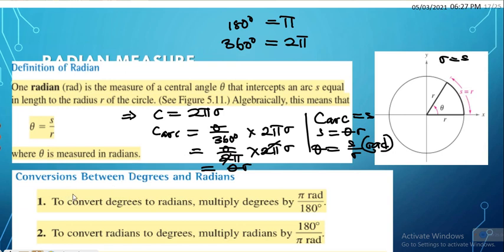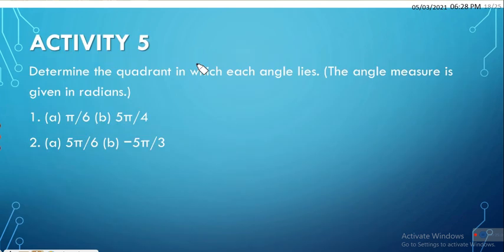What is important to note here is how to convert from degrees to radians and from radians to degrees. To convert degrees to radian, multiply the degree by pi radian over 180 degree. And to convert radians to degree, you multiply the radians by 180 degree over pi radian. So note that pi radians is always equal to 180 degree. So let's look at these activities.